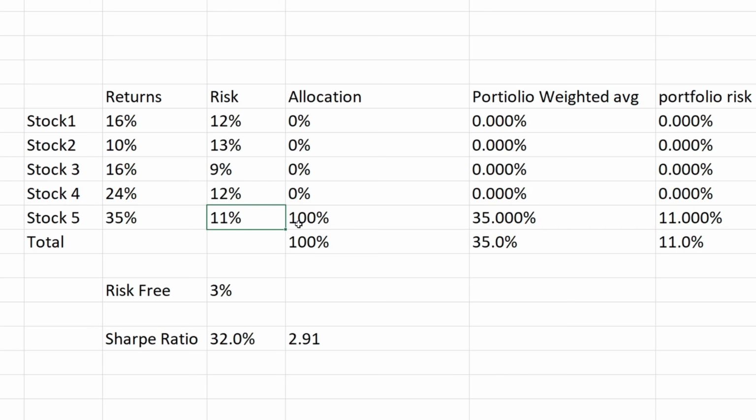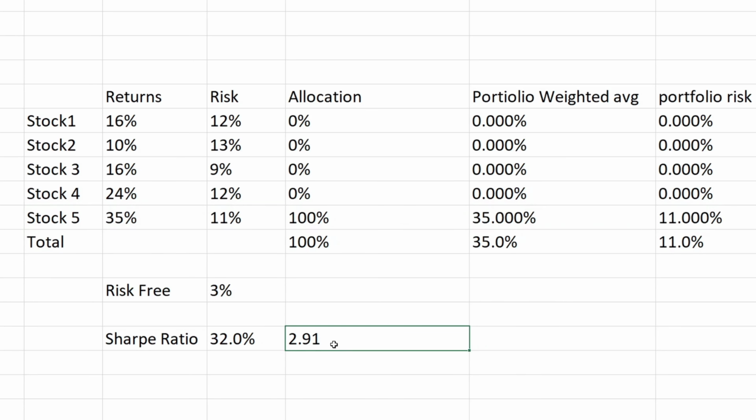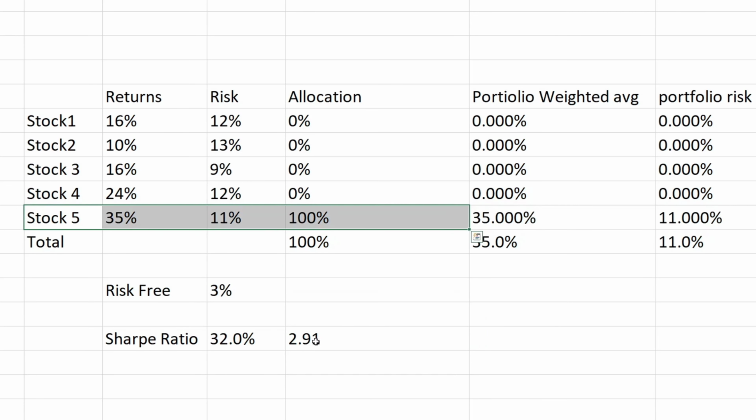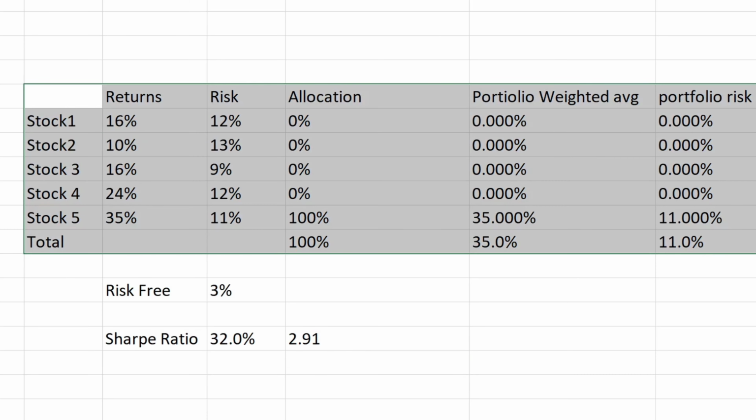Since we have taken a random example, Excel solver is telling us top 5 looks pretty good. So it's saying, you're getting a Sharpe ratio of 2.91. It was 1.51 before. Just by investing all your funds in this particular stock, it's going to be the maximum return and the low risk, and it is also giving you a Sharpe ratio of 2.91, which is a very good Sharpe ratio. So this is how you optimize the portfolio.